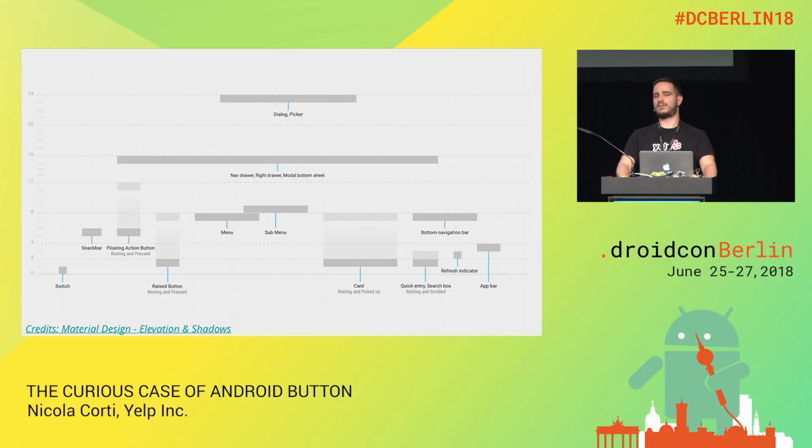In the material design environment, everything is defined as a material sheet and as an elevation. So the more important the component is, the more elevated it is. So for example, at the top, we have the dialog or the picker.